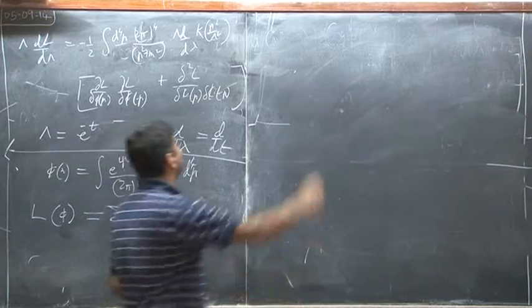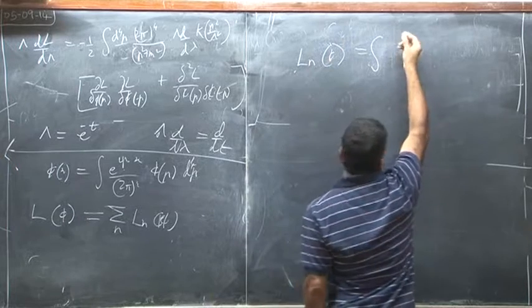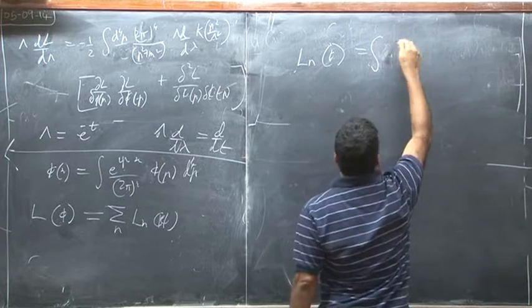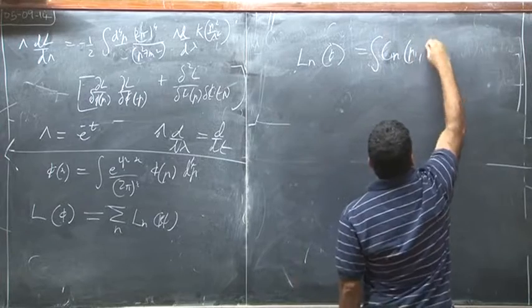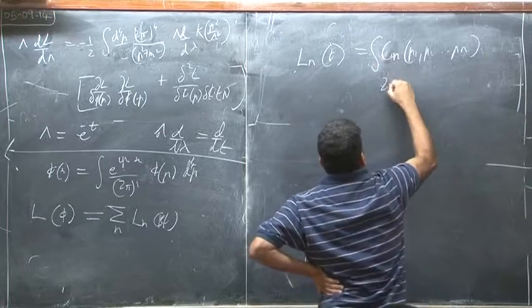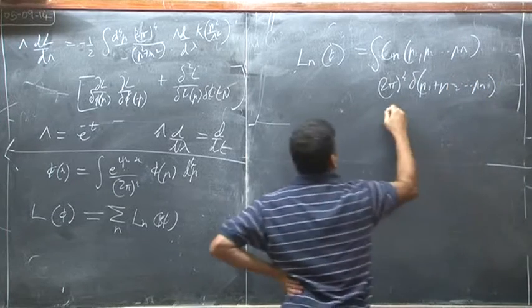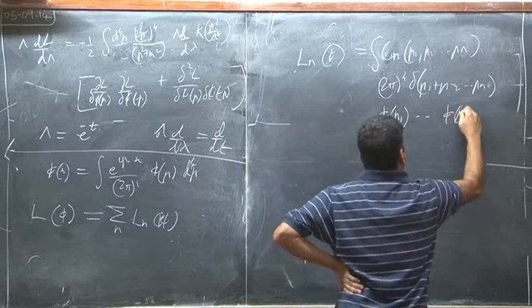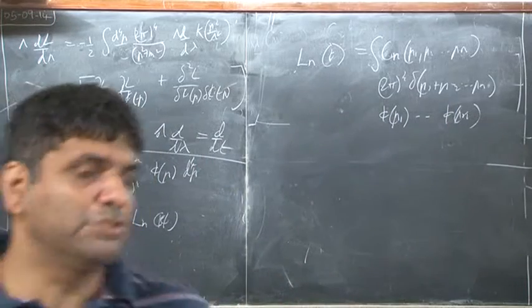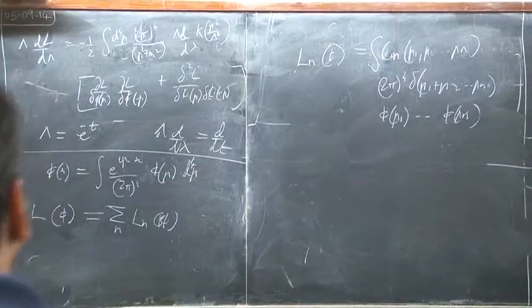where L_n of phi is equal to some coefficient G_n of p1, p2, ..., pn, times a delta function, (2 pi)^4 delta(p1 plus p2 plus ... pn), and phi of p1 up to phi of pn. Okay, it's the most general form it can take, and there's no reason the action won't take this most general form for arbitrarily complicated functions of the field.